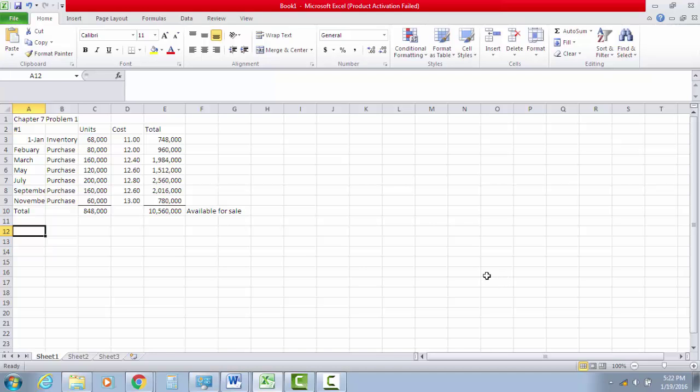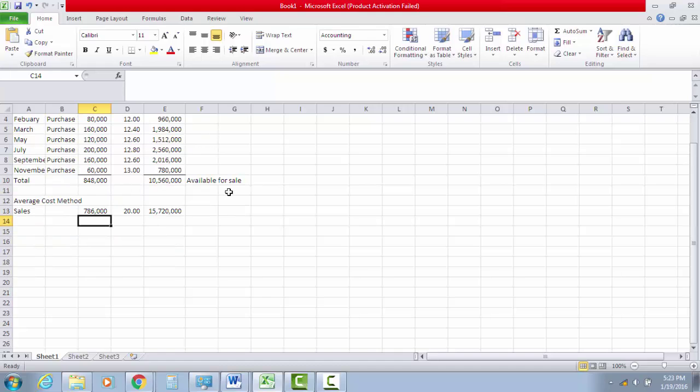So for part 2, we're going to take a look at the average costing method of inventory. There's some additional information for us. It tells us the sale units are 780,000, and they were sold at $20 a piece. So this times this would give us 786,000. Am I correct? Yeah, 786,000. So that will give us 15,720,000 that were sold.